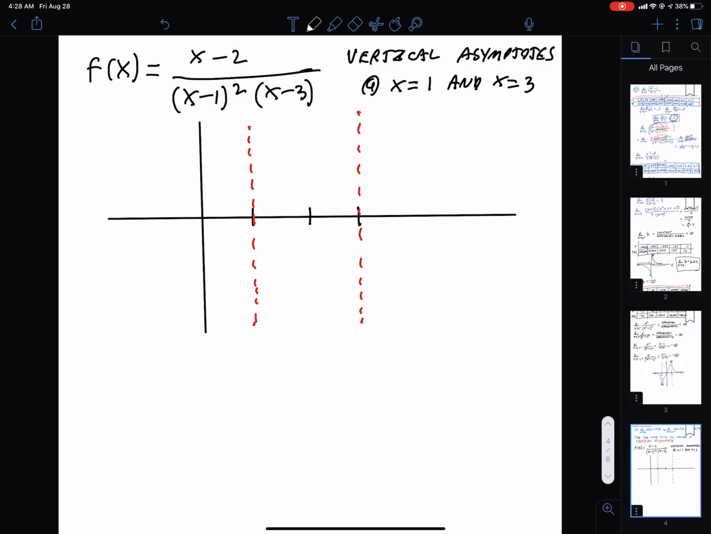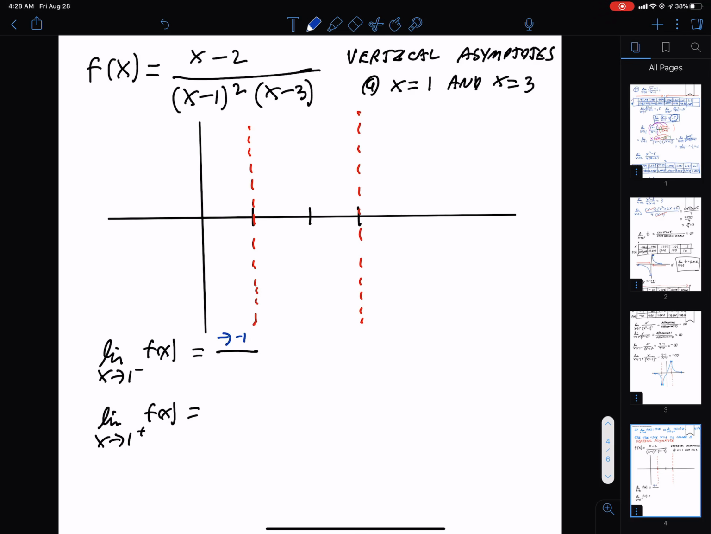All right, so let's do 1 first. We have to take the limit as x approaches 1 from the left of f of x. And we'll do the limit as x approaches 1 from the right of f of x. And see if you can work with me here. So I'm approaching 1 from the left. So if this is approaching 1, clearly the top is approaching -1.